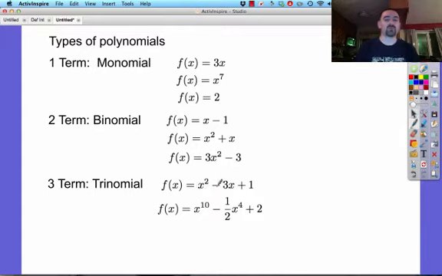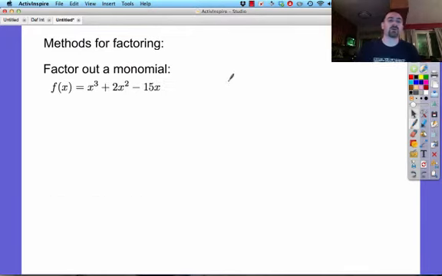A trinomial has 3 terms. x squared minus 3x plus 1 is 3 things, so two pluses or minuses. x to the 10th minus 1/2 x to the 4th plus 4. We could obviously talk about 4-term polynomials, but after that they start losing names. Okay, so we would just say this polynomial has 4 terms. You wouldn't go any further than that. You would just simply say that's it. Okay, or 4 summands.